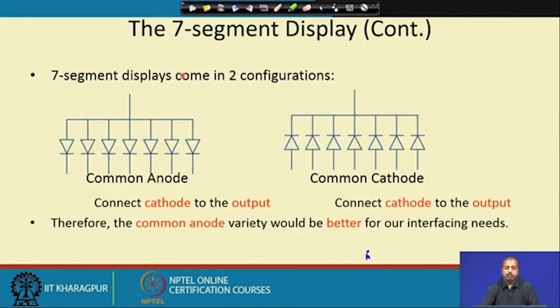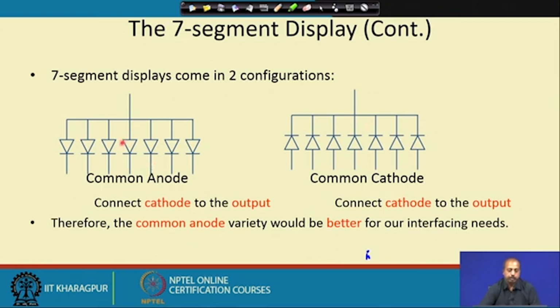So, there are two types of 7 segment displays. One is called common anode, another is called common cathode. Common anode means all the anodes, all the 7 LEDs, their anodes are tied together and they are driven by a single line, and then all these cathodes. If you want to glow a particular segment, you have to give a high value here and you have to ground the corresponding LED, corresponding diode.